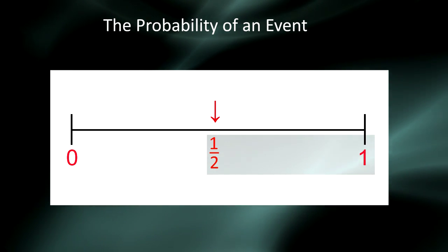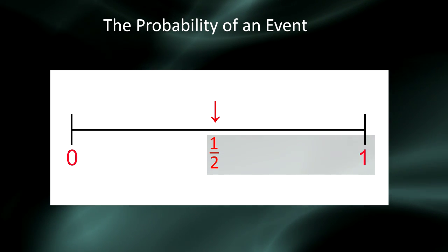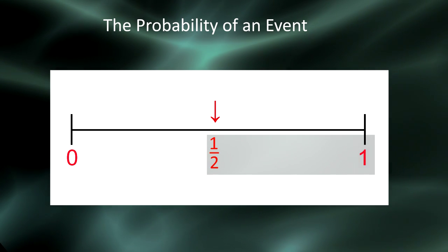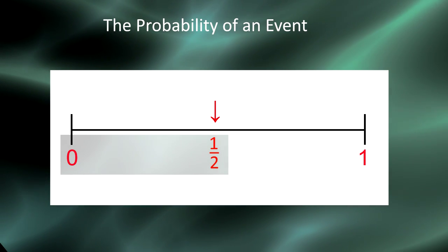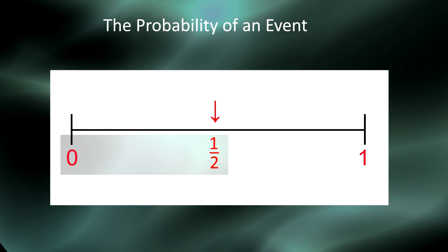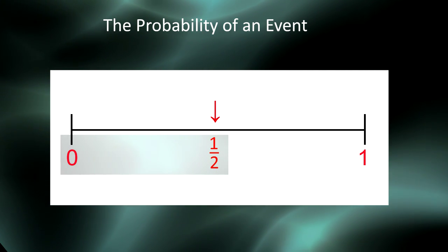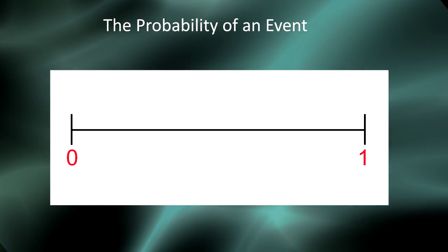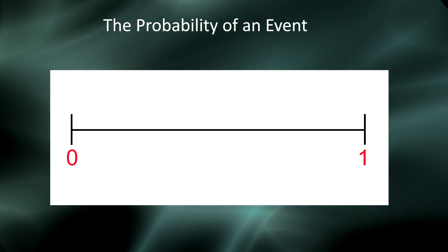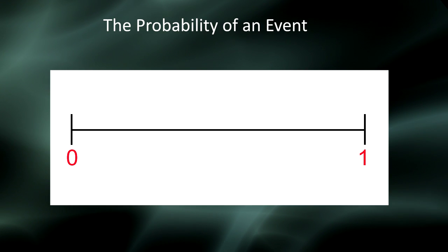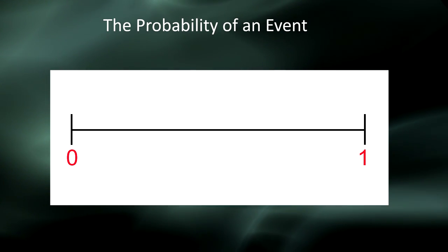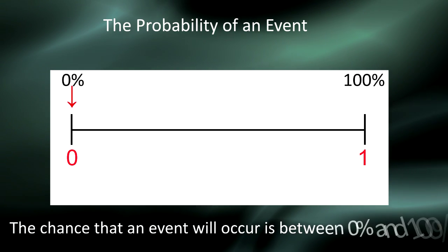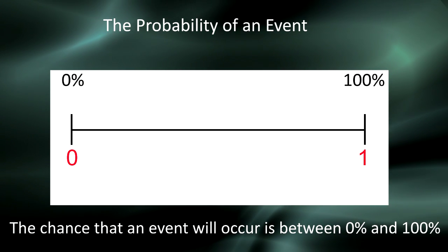Any probability that is greater than 1/2 indicates that the event is more likely to occur than it is not to occur, and a probability that is below 1/2 indicates that the event is more likely not to occur than it is to occur. Many people prefer to express probability in percentages. Since all probabilities are decimals, each can be changed to an equivalent percentage, so we're actually seeing the chance that an event will occur is between 0% and 100%.